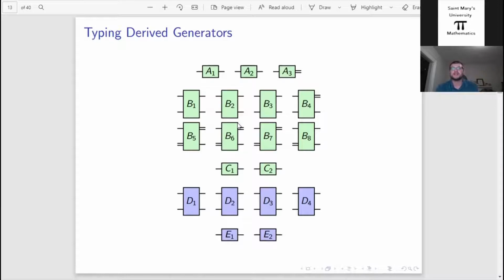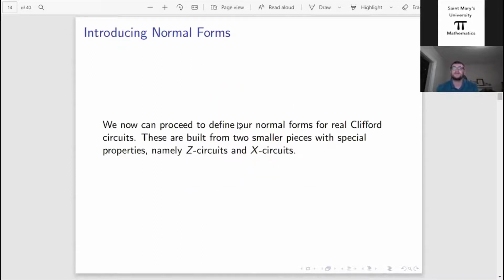So we see that only the A and B gates are typed. Everything else is just simple. When I say typed, I mean involving a double type. Otherwise, we just have simple types everywhere. And we're going to use this to define our normal forms.